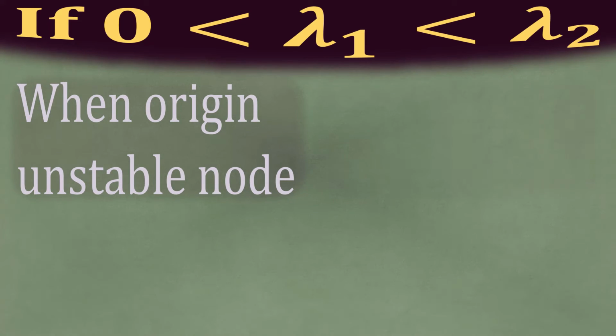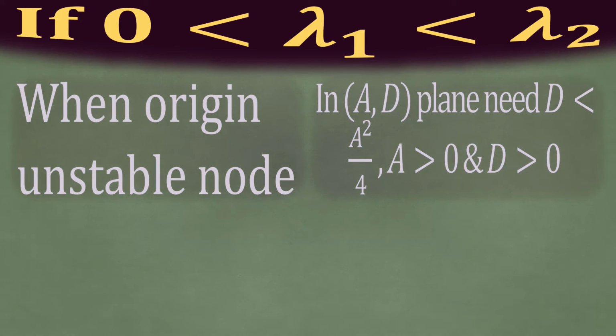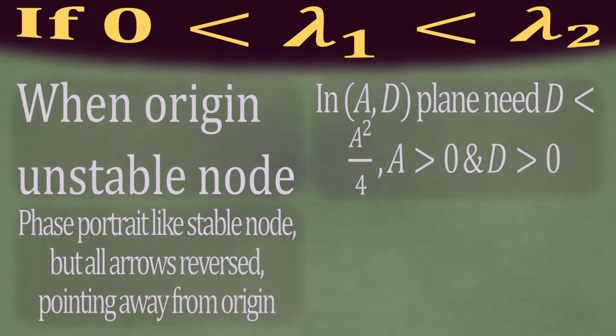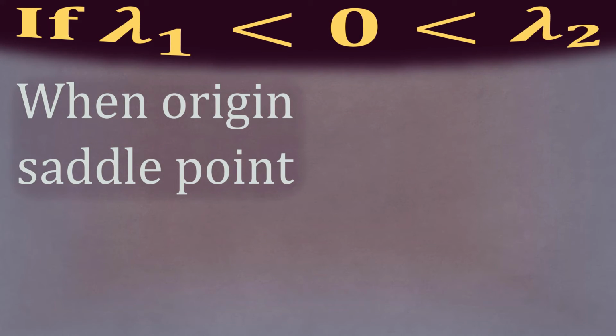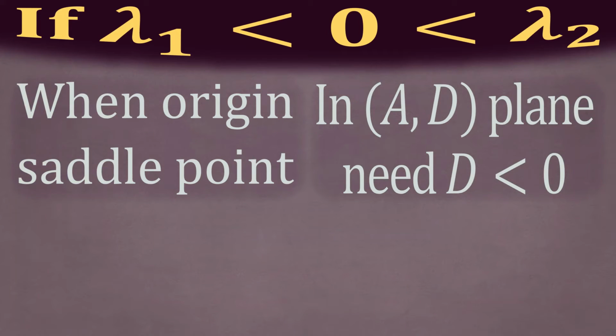If 0 is less than λ1 which is less than λ2, the origin is an unstable node. In the AD plane, we need d to be less than a squared over 4 and both a and d are positive. The phase portrait is like the stable node, but all the arrows are reversed, pointing away from the origin. If λ1 is less than 0, but λ2 is greater than 0, the origin is a saddle point.